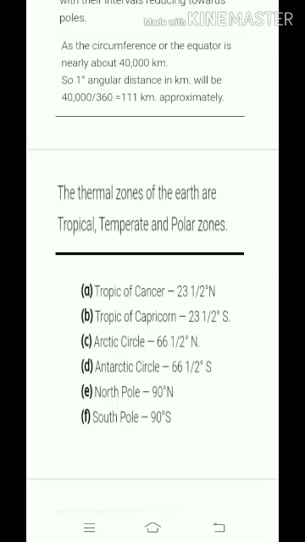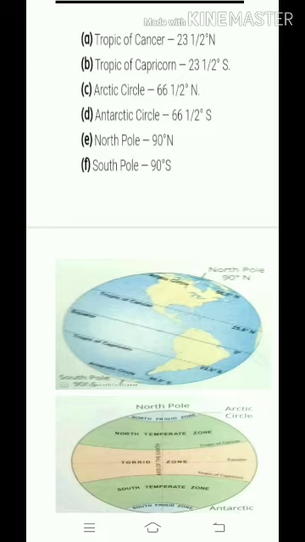Tropic of Cancer, 23.5 degree north. Tropic of Capricorn, 23.5 degree south. Arctic Circle in the north and Antarctic Circle in the south, 66.5 degree. North Pole at 90 degree north and South Pole at 90 degree south. Just see in this picture, these lines are showing the divided temperate zone.